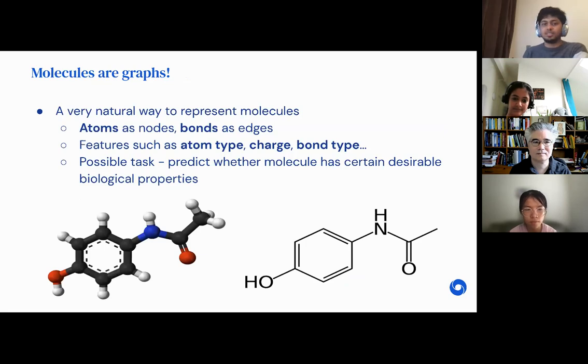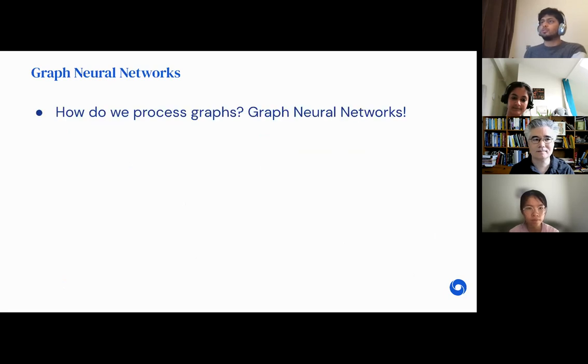And what might be more interesting to this audience is maybe representing even molecules as graphs. So you could have the atoms as the different nodes, a bond between atoms as the edges, and again, very natural features that arise from say some chemical properties can be associated with this data. And maybe a possible task could be to predict whether the molecule has certain desirable biological properties, maybe for use in something like drug discovery. Okay, so basically, in a nutshell, that's the kind of data we're interested in.